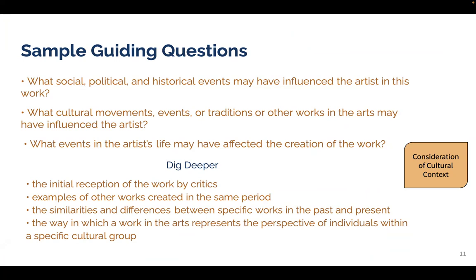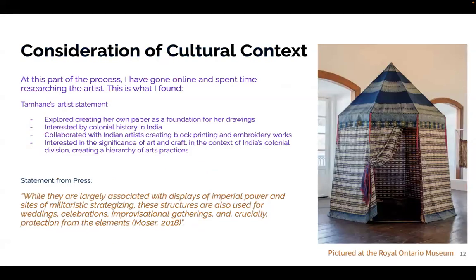And we can even dig deeper. We can think of what we research, and we can think of the initial reception of the work by critics. We can look at other examples of other works created in the same time. And we can see similarities and differences between specific works in the past and present. And we can do this by looking at Tamhain's other work. And we can also see the way in which a work in the arts represents the perspective of individuals within a specific cultural group. So these are some things that I go on to keep in mind in my consideration of cultural context of the work.